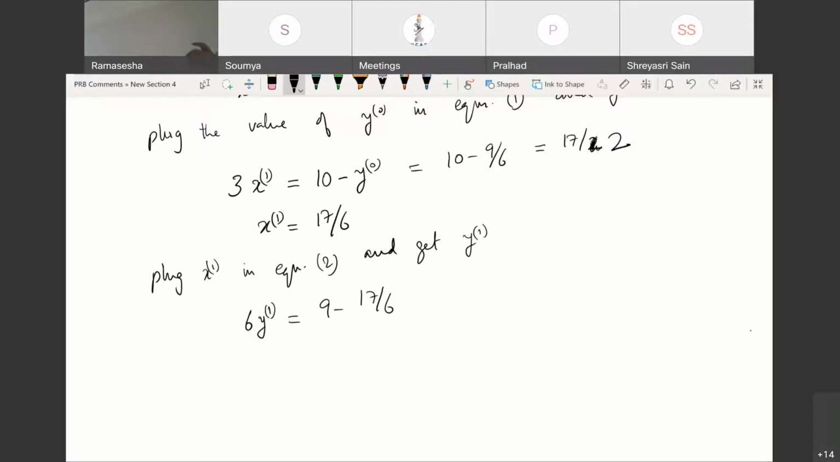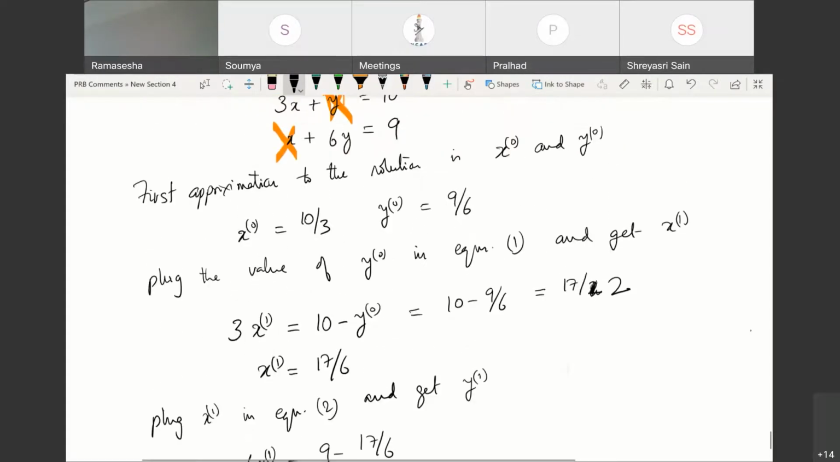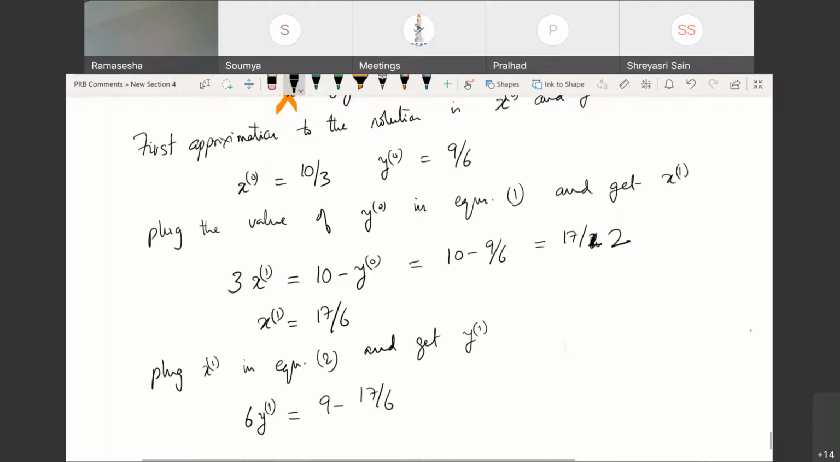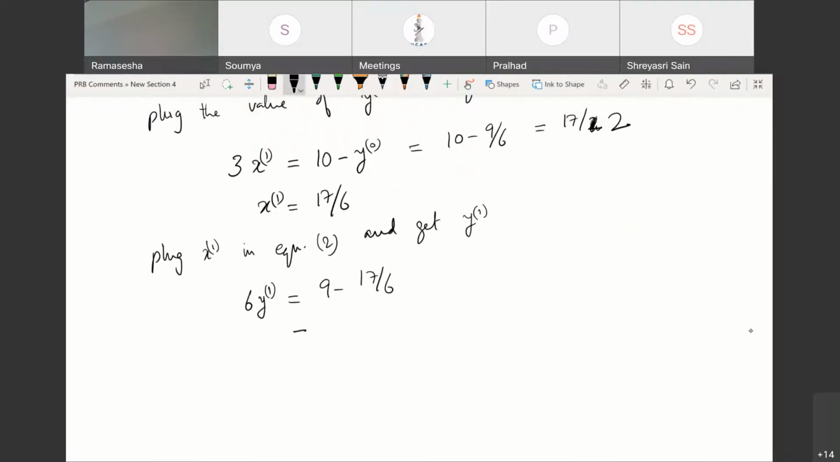So x1 is 17 by 6. Is that clear? So how much is 9 minus 17 by 6? 50 over 4 minus 17 by 6 is equal to 37 by 6. Or y1 is equal to 37 by 36, right? Yes, sir.